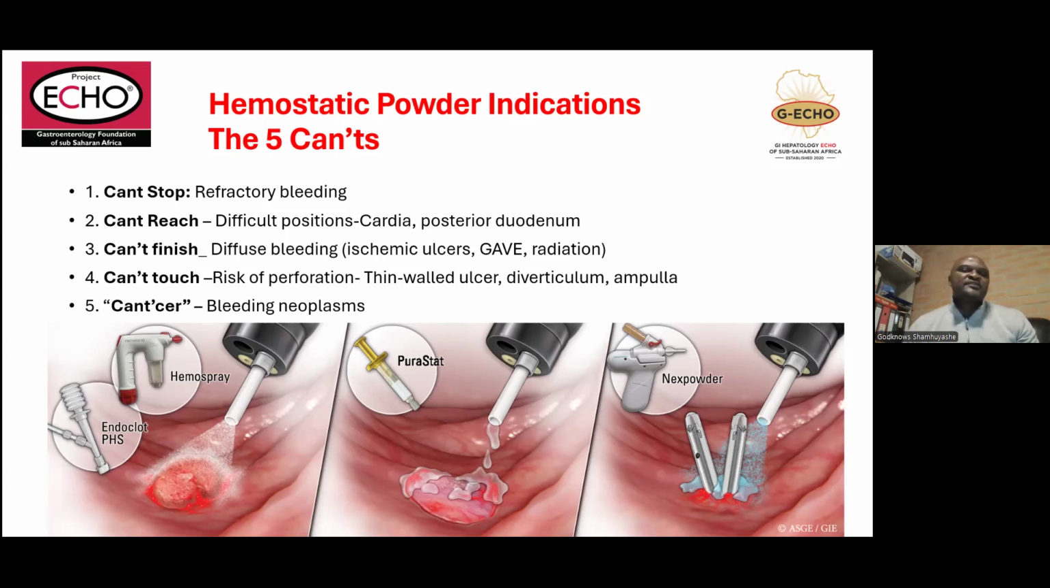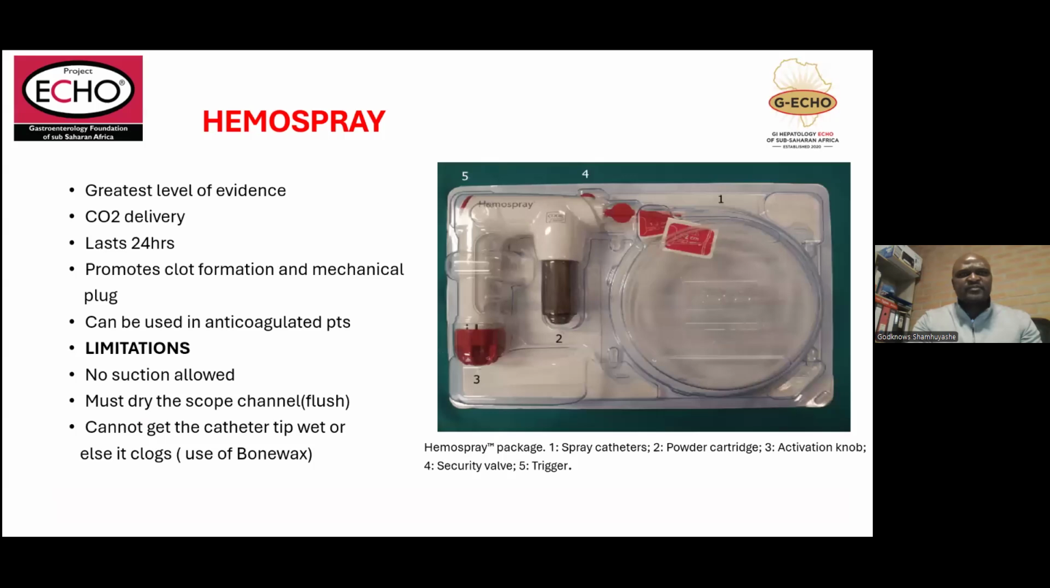And where you can't finish, firstly, patients who have diffuse bleeding, those with ischemic ulcers, GERD, and radiation. And where you can't touch, these are patients who have risk for perforation, especially those with thin-walled ulcers, and also those with bleeding from the ampulla, and patients who have bleeding neoplasm, they are very difficult. So these are the 5 cans where the hemostatic powders can be used, of which there are different modalities.